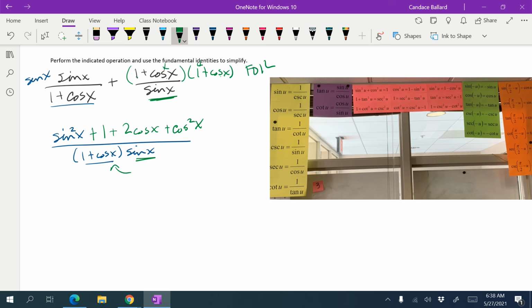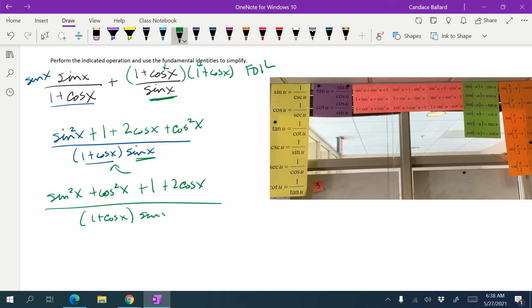I'm going to do a little bit of rearranging in my numerator, so I see that I have sine squared x plus cosine squared x plus 1 plus 2 cosine x over 1 plus cosine x times sine x.